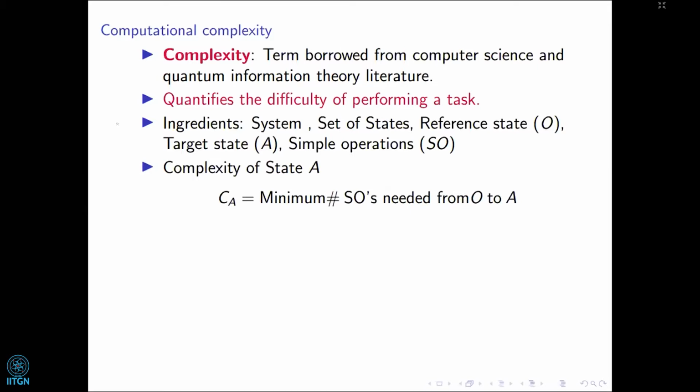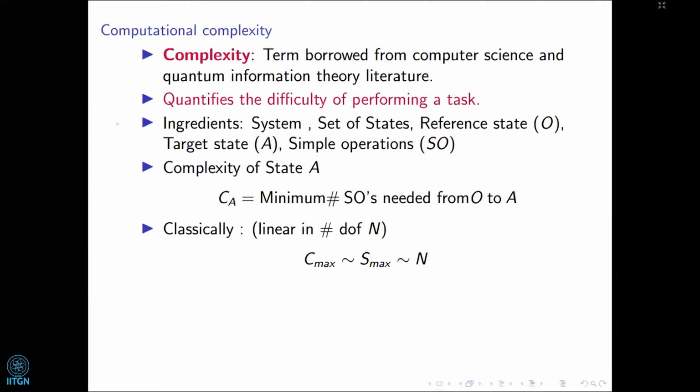So consider the complexity of a state A relative to the state O; A is called the target state. The complexity of the target state relative to the reference state O is defined as the minimum number of simple operations we need in order to go from O to A.